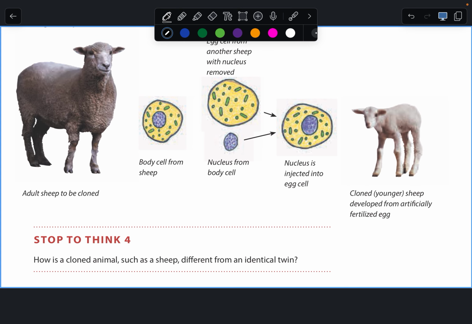Stop to think 4. How is a cloned animal, such as a sheep, different from an identical twin? Why don't you pause the video to think about that for a moment? I really hope you pause the video. Let's think about this. So a cloned animal, there is no sperm cell. It is taking a nucleus out of an existing cell. That definitely does not happen naturally with sexual reproduction. With sexual reproduction, you just have an egg cell and a sperm cell that combine. With a cloned animal like the sheep, you take a body cell, take the nucleus out, and put that nucleus in an egg cell. There are definitely some differences there.